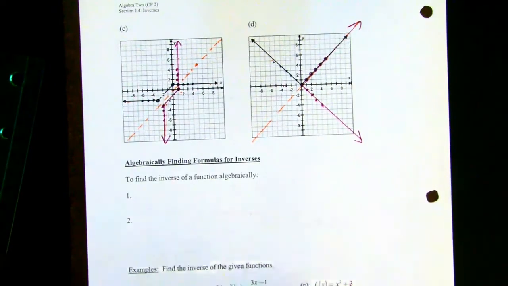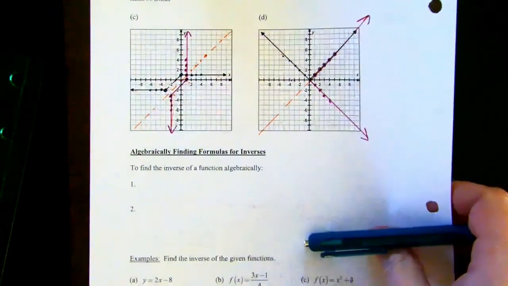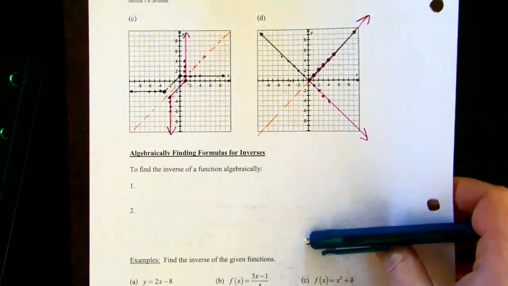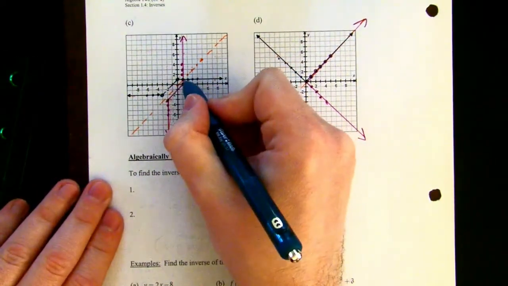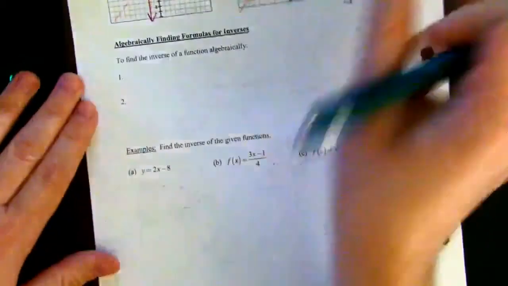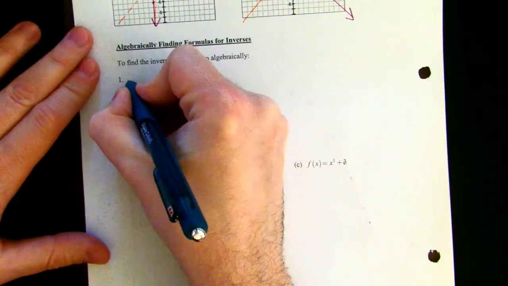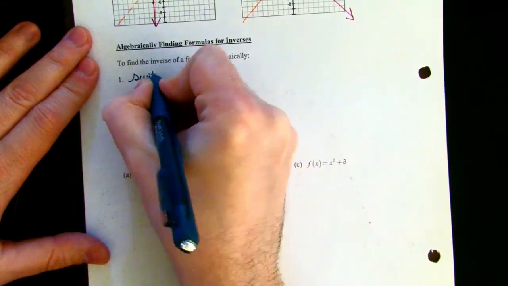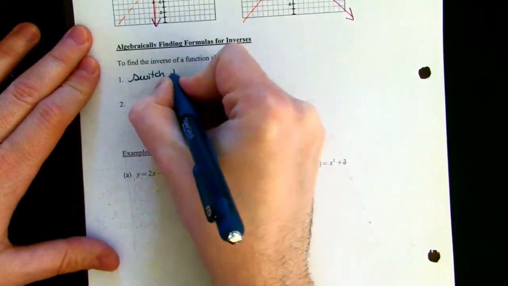To create the formula for an inverse, it's actually going to sort of work in a similar way. Notice that with my graphs, all I was doing was switching the x and y coordinates. I'm going to do the same with my formulas. Number 1, I'm going to switch the x and y.